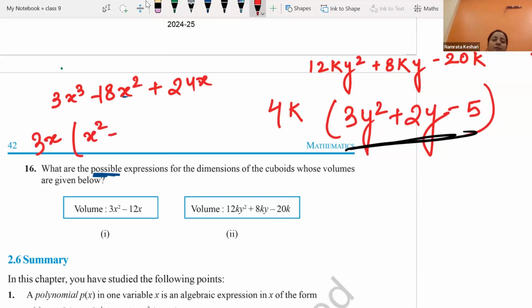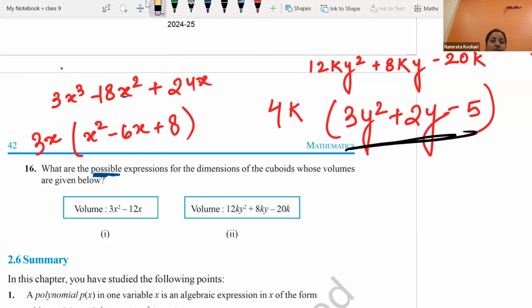You are left with 6x. You are left with 8. Now you can check whether splitting the middle term works over here or not. If it works, then you can do it. If it doesn't work, then you can leave it as a final answer. You are done with the factorization. Are you getting it?